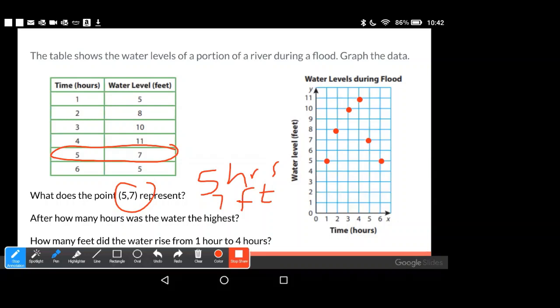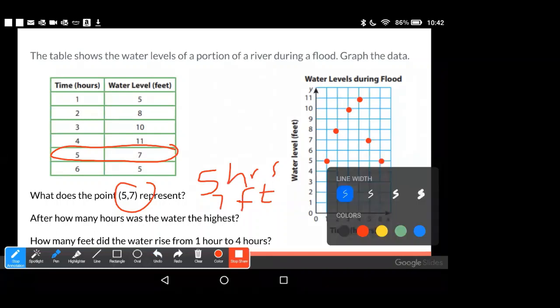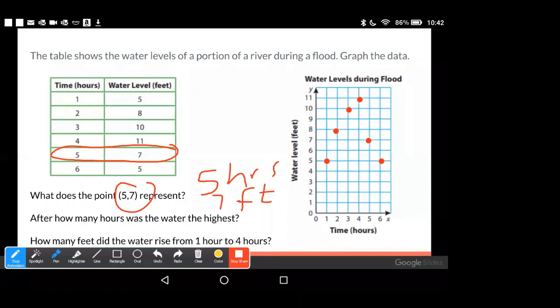A second question is, after how many hours was the water the highest? So you can look at the graph and look at your highest point, which is here, okay, this number right here. Or you could look at the chart and say, okay, where's my highest number? Either one's gonna give you the answer. Some people like the number chart, some people like the graph. But then it wants to know after how many hours. So what goes with the 11? So the 4 goes with the 11. So after 4 hours, we have the highest amount of water.